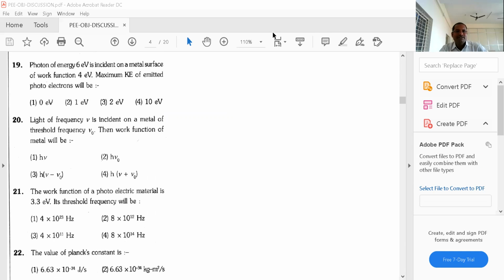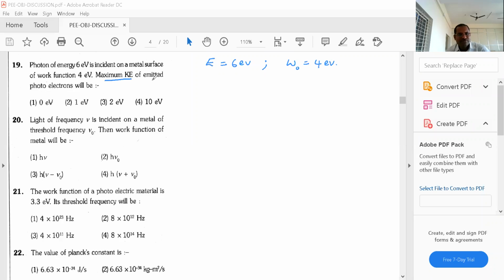A photon of energy 6 electron volt is incident on a metal surface of work function 4 electron volt. What is the maximum kinetic energy of the photoelectron? So how much energy is given? Listen carefully, the energy is 6 electron volt. Then the work function is given as 4 electron volt.